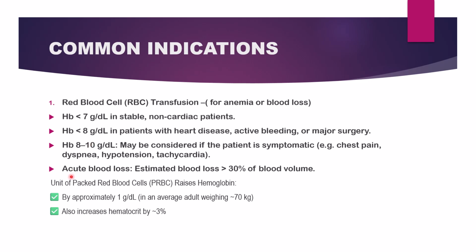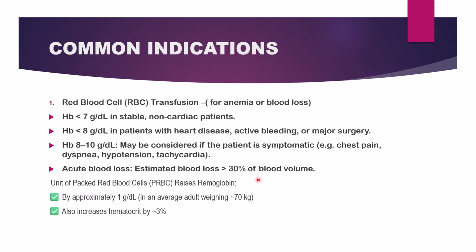So the other case is acute blood loss. In acute blood loss, the estimated blood loss is greater than 30% of the blood volume. The normal total blood volume of the body is 5 liters. So if there is a blood loss greater than 1500 milliliters, then we need to transfuse blood components, that is PRBC, in those cases. So maybe it's due to some surgery, a heavy blood loss, or some trauma, so we need to transfuse.